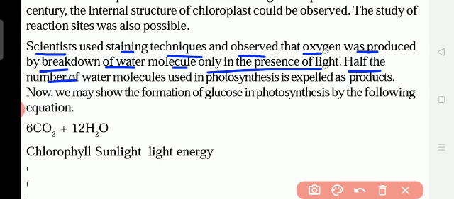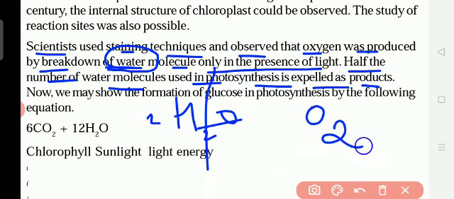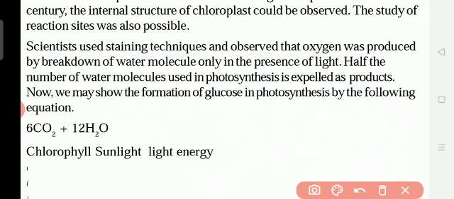Half the number of water molecules used in photosynthesis is expelled as products. So how do we get the oxygen from the plants? While preparing food, the plant uses water also, no? Water is H2O. So when these water molecules break, it releases the oxygen during preparation of food. Now we may show the formation of glucose in photosynthesis by the following equation. Understand?